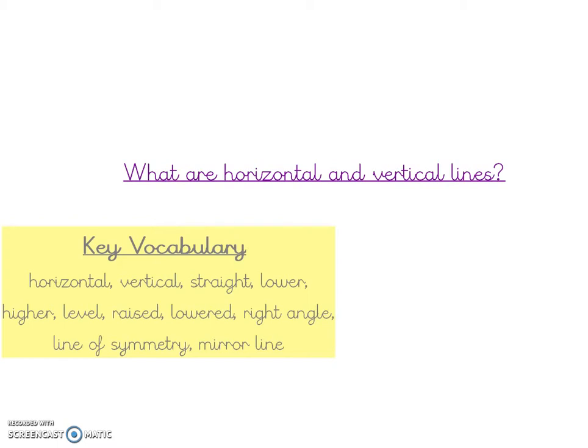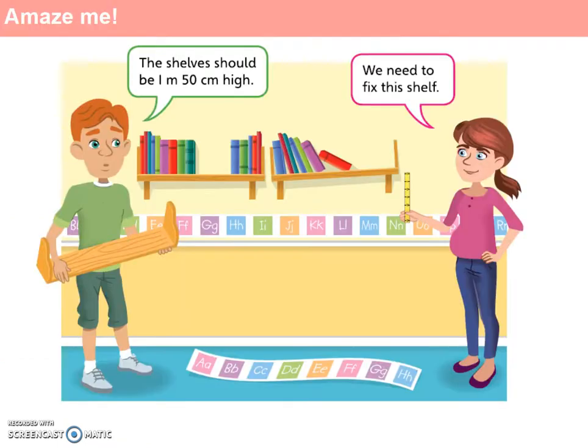So let's have a little look at our textbook and see what our first problem is. We can see that our first problem relates to our bookshelves, and we're being told that the shelf should be 1 meter 50 centimeters high. But then the girl's looking at one set and saying that we need to fix this shelf.